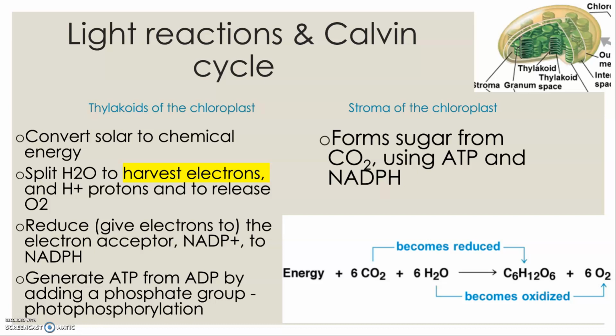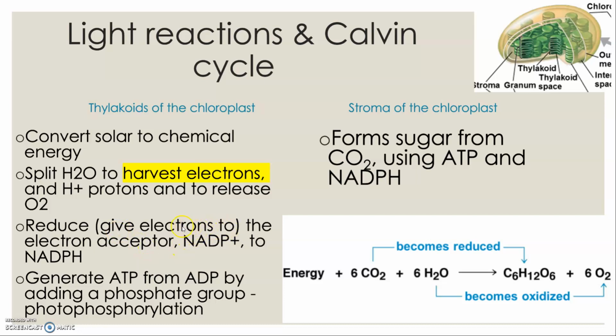Let me teach you something else real quick. There's a mnemonic device that you can use. It's called LEO goes GER. The LEO stands for lose electron, oxidized, and the GER stands for gain electron, reduced. So again, when we say reduced, we mean electrons are given to it. LEO goes GER. Gain electron, reduced.